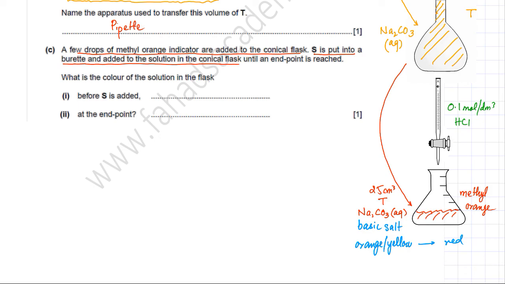So before S is added, the color would be orange yellow or closer to yellow, and at the end point when the acid goes in excess, the color of the solution is going to become red.